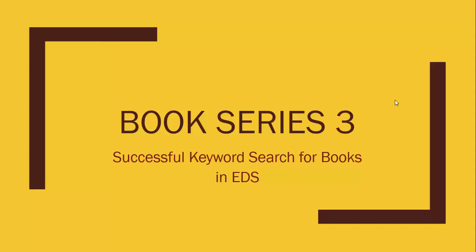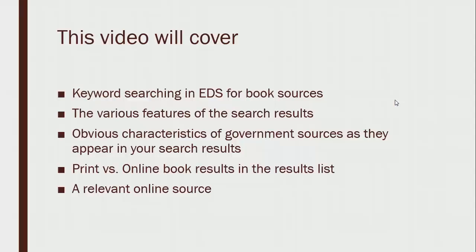This is about successful keyword searching for books in EDS. This video will cover keyword searching in EDS for book sources, the various features of the search results, obvious characteristics of government sources as they appear in your search results, print versus online book results in the results list, and a relevant online source. Let's get started.